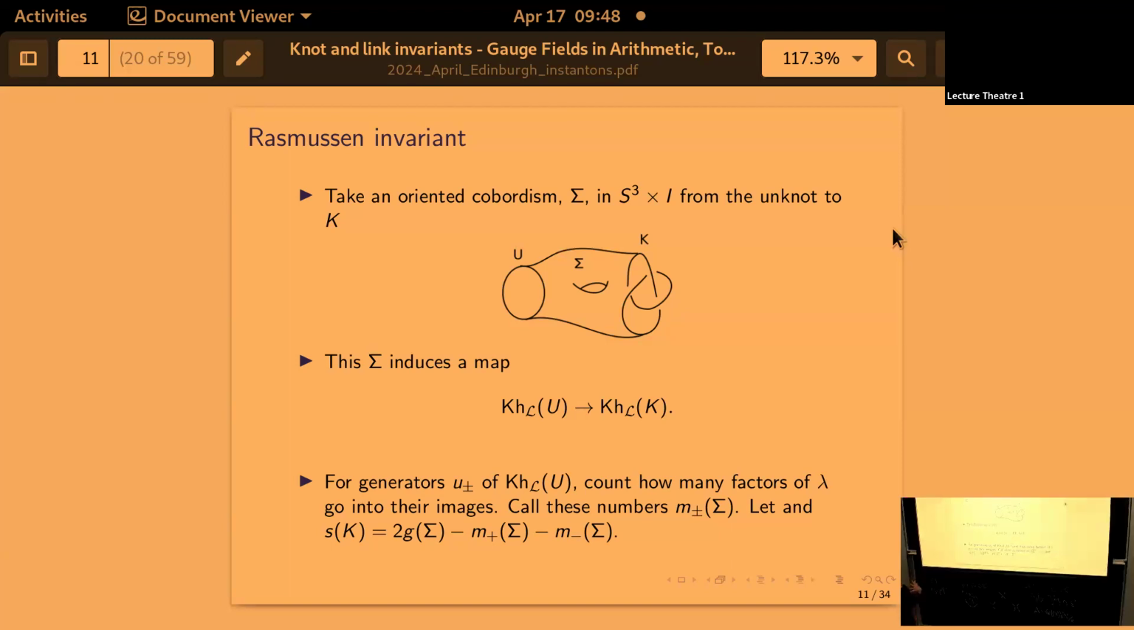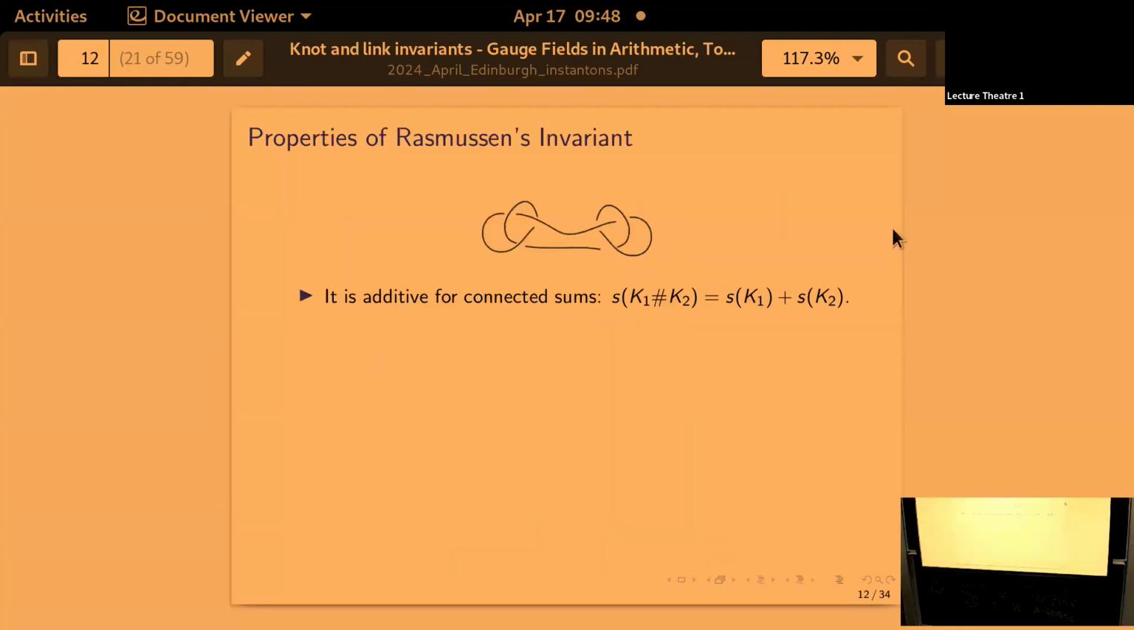It's not very hard to check that if you add some genus to your surface, you're basically going to be adding factors of lambda. So this is an invariant. It doesn't depend on the surface, right? It's just an invariant of the knot. Okay. So here are some properties of the Rasmussen invariant. First of all, it's additive. If you take the connected sum of two knots, the Rasmussen invariant is just the sum of the Rasmussen invariants of each. It respects mirrors.